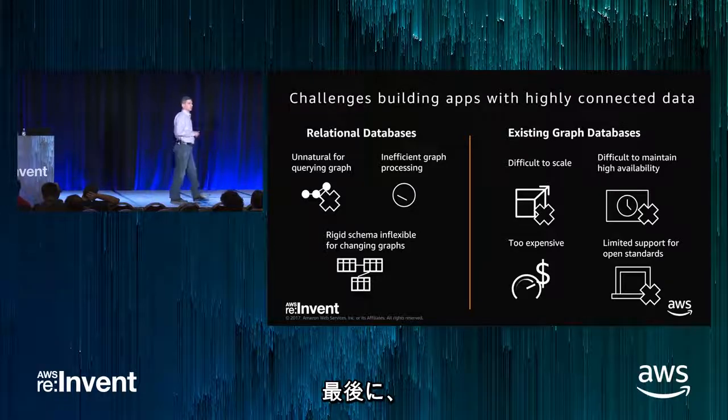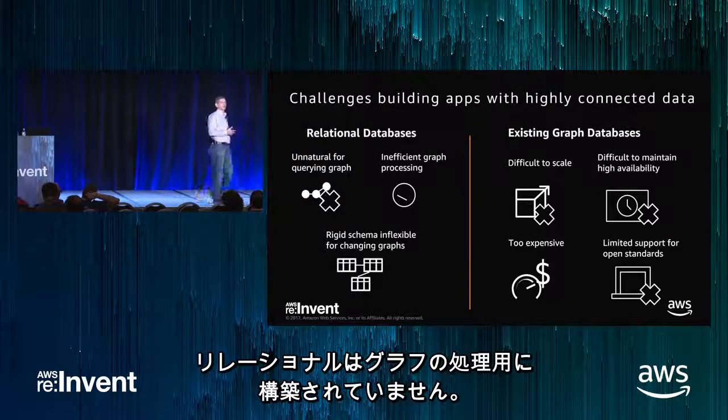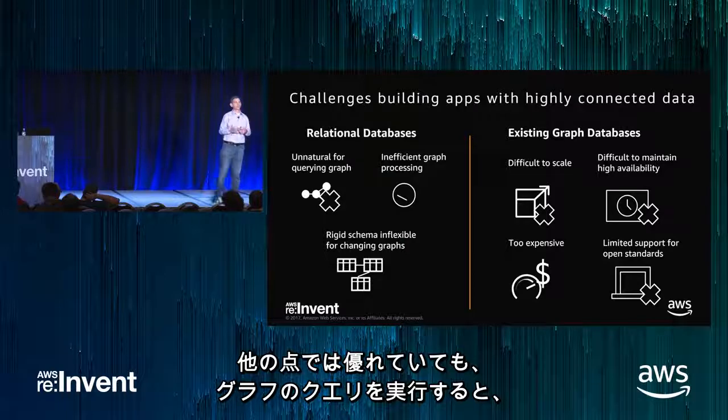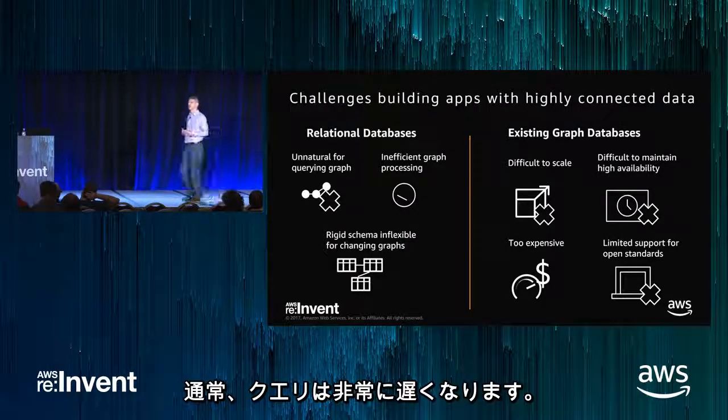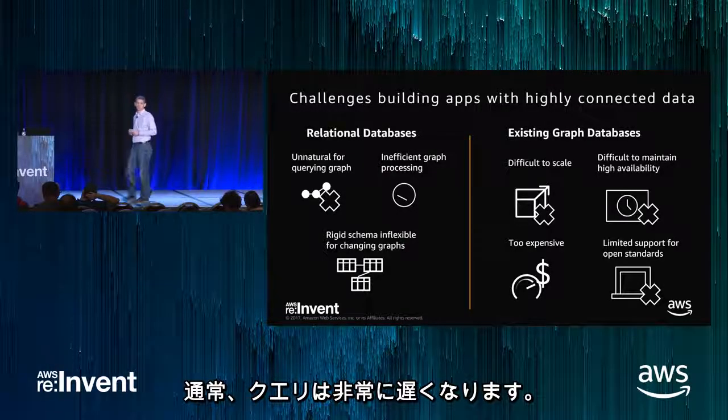And then last but not least, relational isn't built for graph processing. It's great at other things, but if you try and run graph queries, most probably your query is actually going to run pretty slow.